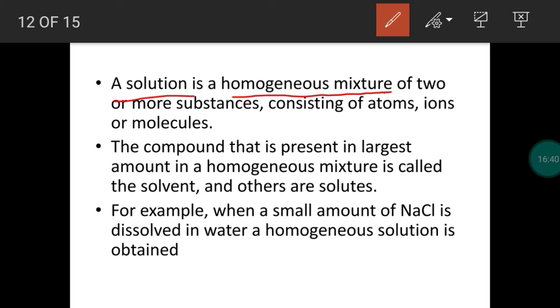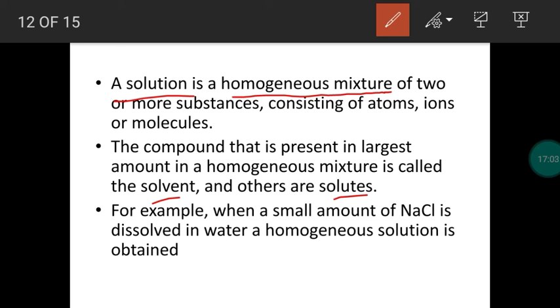So in a solution, there will be two components. One is a solute, another one is a solvent. As you studied, the substance which is in larger quantity in a solution is called a solvent, and the substance which is in lesser quantity in a solution is called solute.